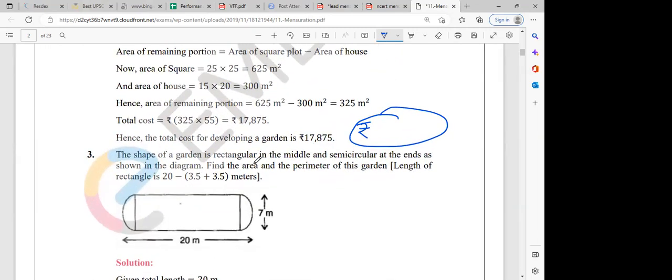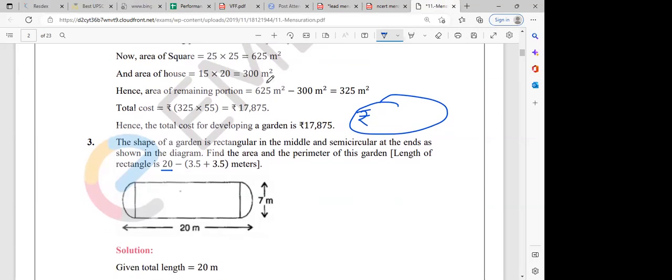The shape of the garden is rectangular in the middle and semicircular at the ends, as you can see. You have to find the area and the perimeter of this garden. This is the garden. Length of rectangle is 20 minus 3.5 plus 3.5 meter.